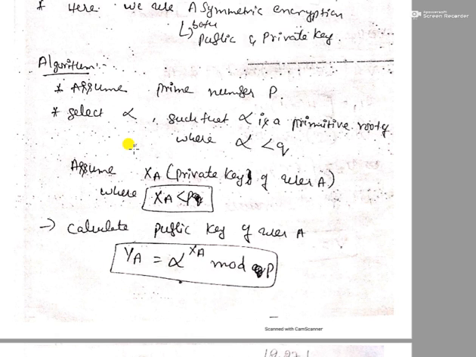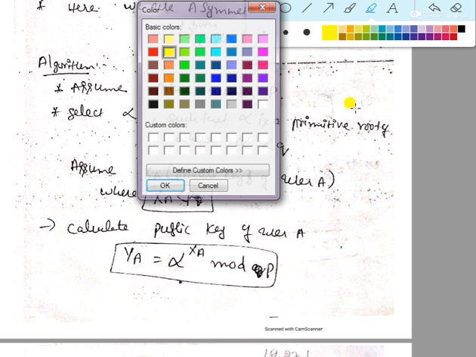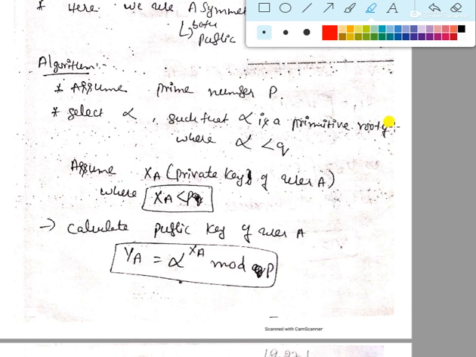So alpha is a primitive root of p, and this alpha is less than p. This one is not q, this one is p. Make this change in your textbook also, in your notes also.